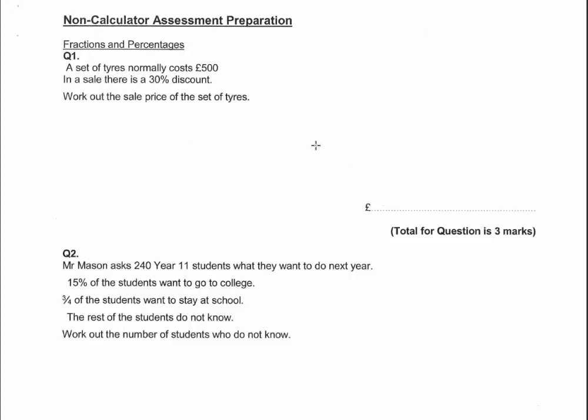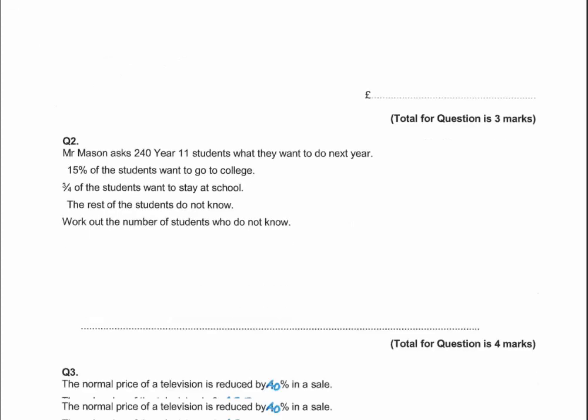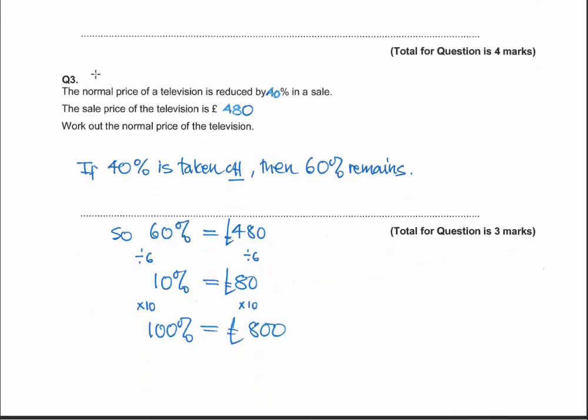So this question here should be fine. This question here should be fine. Let's look at this one here. I've changed the numbers. The normal price of a television is reduced by 40% in a sale. The sale price of the television is £480. Work out the normal price of the television.